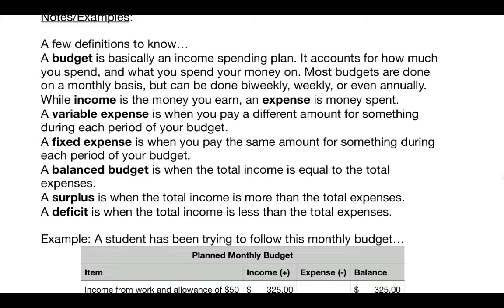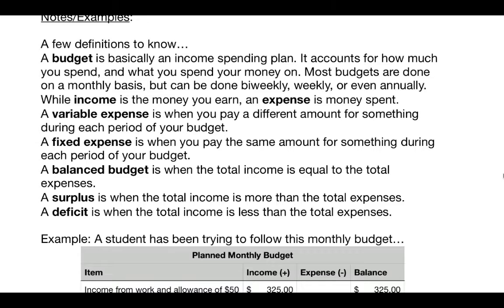Another variable expense is money that you're spending on clothes. There may be some months where you do some clothes shopping and other months where you don't at all, and maybe some months you might buy a little bit more, and other months you might buy a little bit less. So clothing is another definite variable expense.